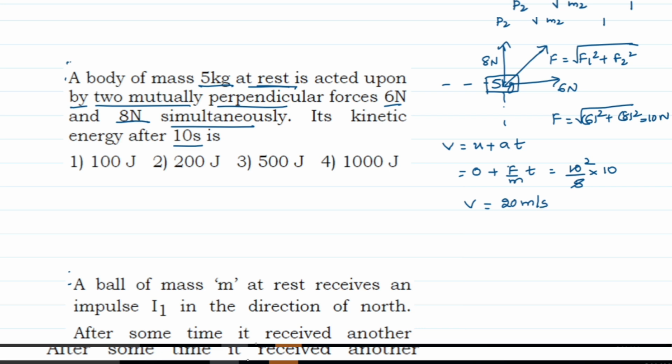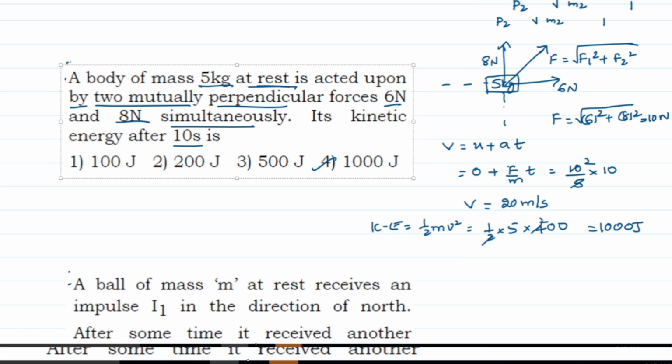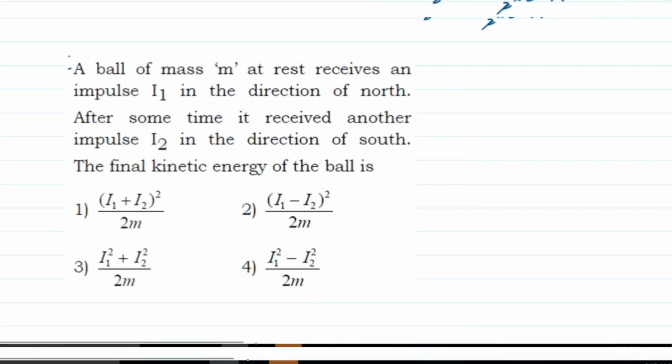Now we just calculate the kinetic energy. Kinetic energy will be equal to half m v squared, half into mass, which is given as 5, into 20 squared, which is 400. Half of that times 5, and you will be getting 1000 joules. Let us see the next question.